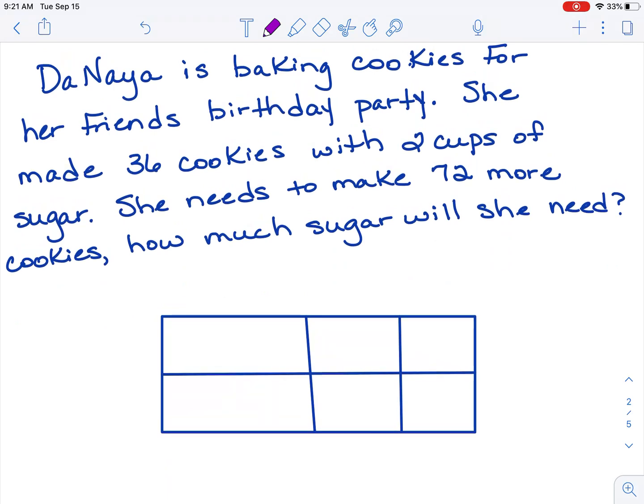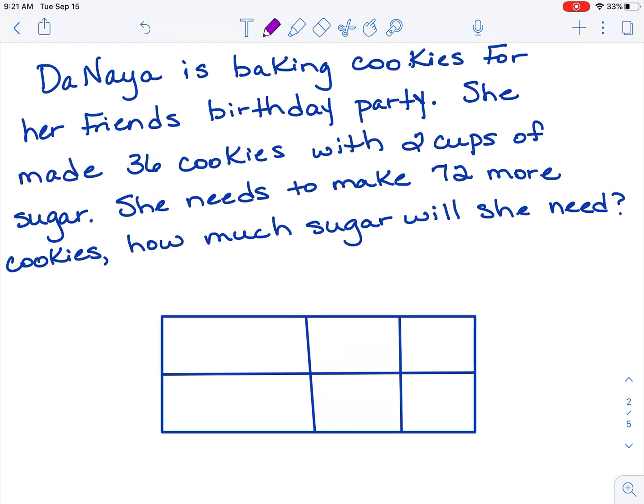Danae is baking cookies for her friend's birthday party. She made 36 cookies with 2 cups of sugar. She needs to make 72 more cookies. How much sugar will she need?